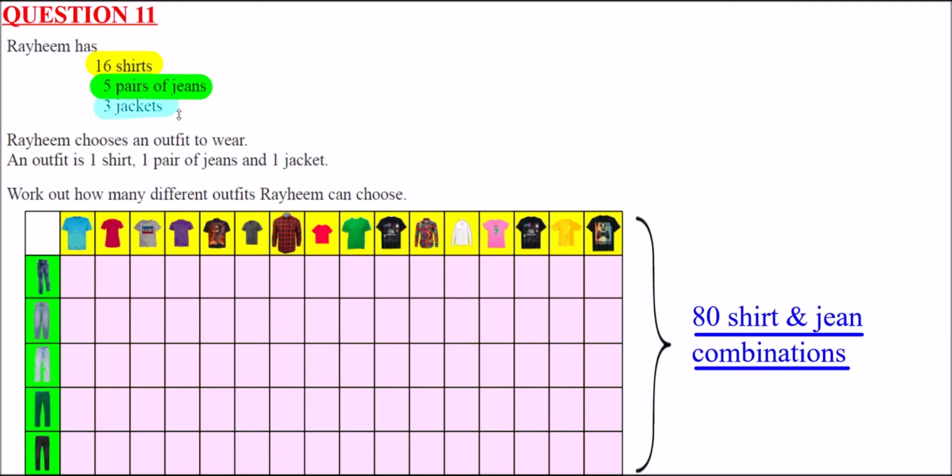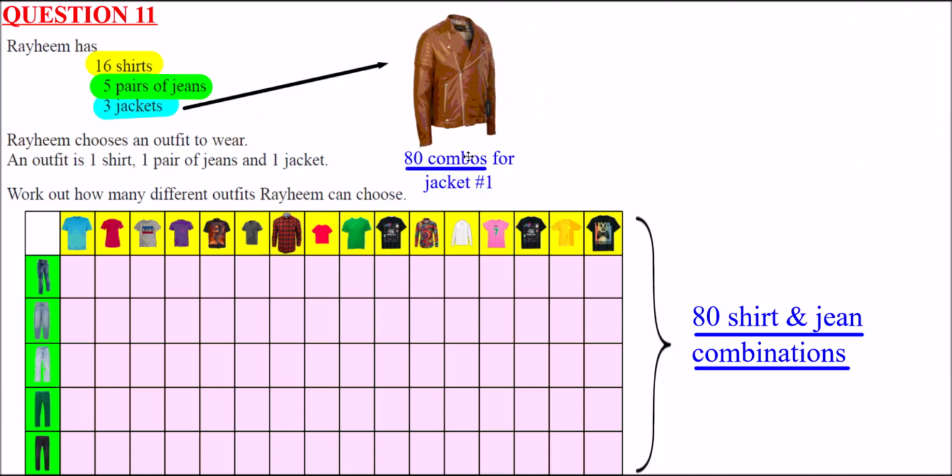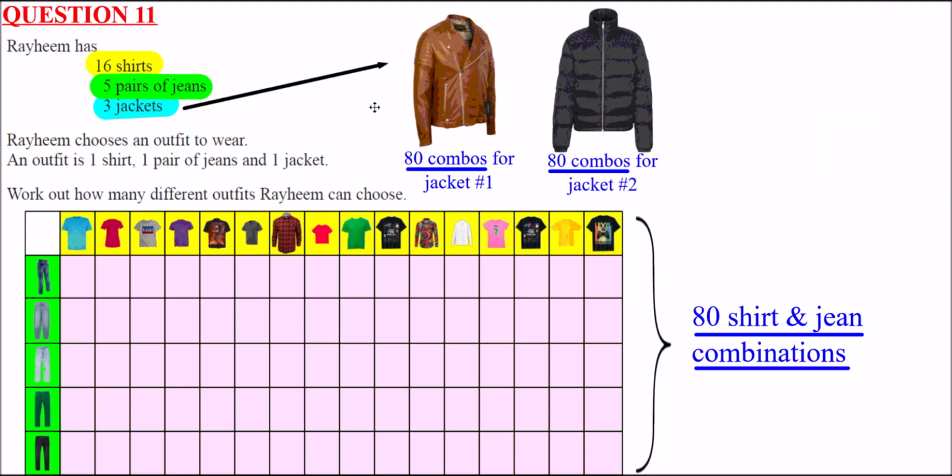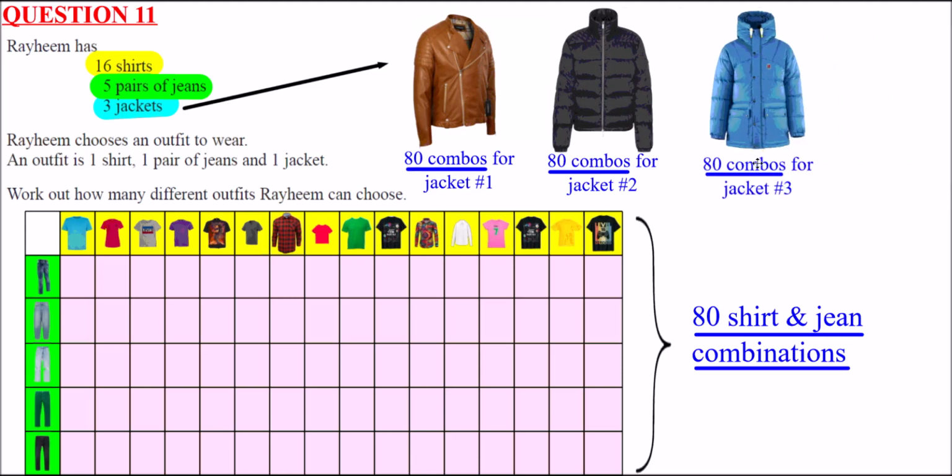So let's think of his first jacket. He could have, for example, this nice jacket here, which I'm going to do in a tan colour. You'd have 80 combinations for this jacket. You'd also have another 80 combinations of shirts and jeans to go with his second jacket, and of course the same 80 combinations to go with his third jacket. So in total, 80 plus 80 plus 80 equals 240.